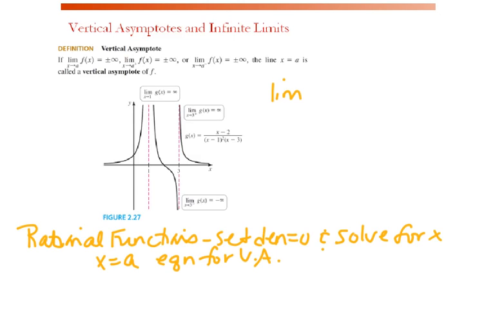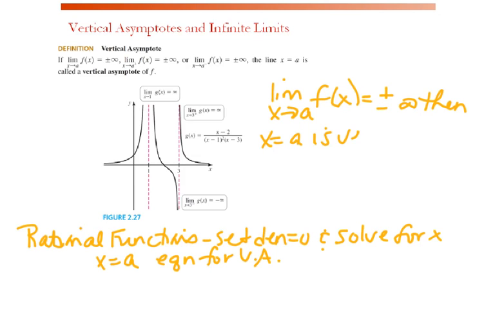Well, now that you have this notion of an infinite limit in your mind, let's revisit it. As x approaches a of some function, if that is plus or minus infinity, then x equals a is a vertical asymptote. And if we look at it graphically, you can see here that as x approaches 1, this function goes off to infinity. And that is by definition what a vertical asymptote truly is.